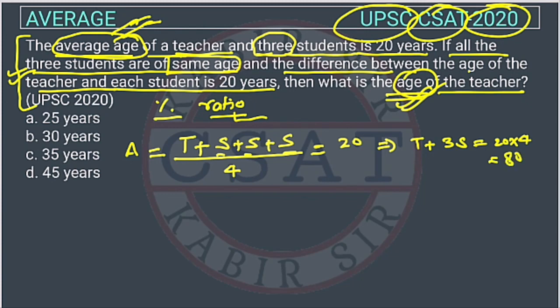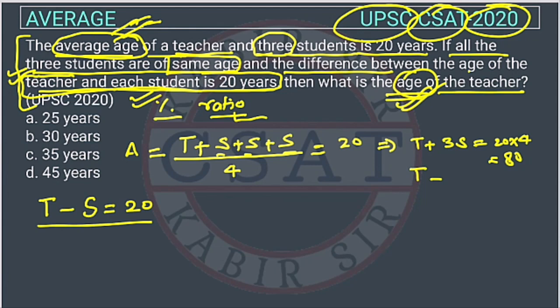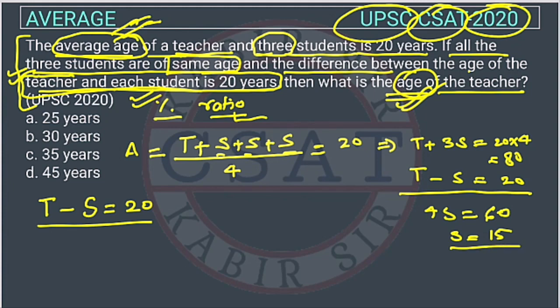Now what else is given, given that the difference between teacher and student is 20 years. Here the difference between the age of teacher and student is 20 years. So we have two equations, right? And we have two variables, so we can easily solve it, right? Suppose I am subtracting, it will become 3s is equal to 60, so s will be 20? Putting the value of s here, t is equal to 20 plus 15 is equal to 35.